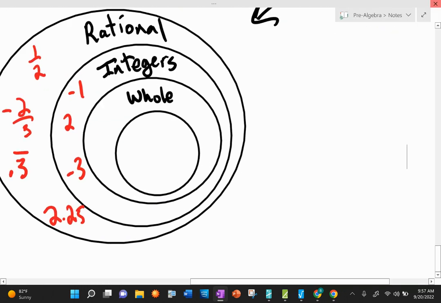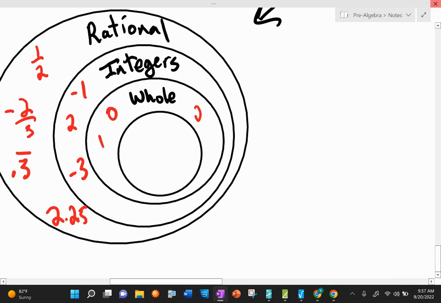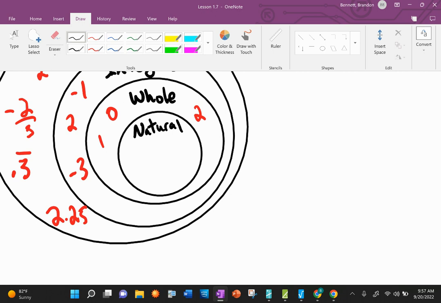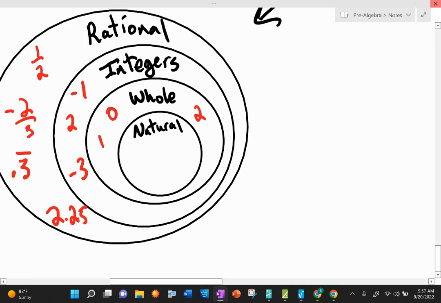So, whole numbers again 0, 1, 2, all positive numbers and 0. The last one, does anybody know this? Natural. Okay, numbers that exist in the real world. What are the numbers that exist in the real world? 1, 2, 3, 4, 5, 6, 7, 8, 9, 10. Just positive whole numbers. Okay, 1, 2, 3, 4, 5, so on.